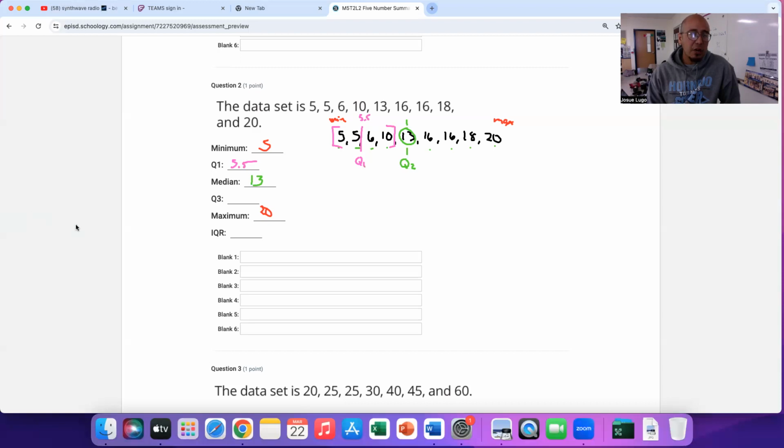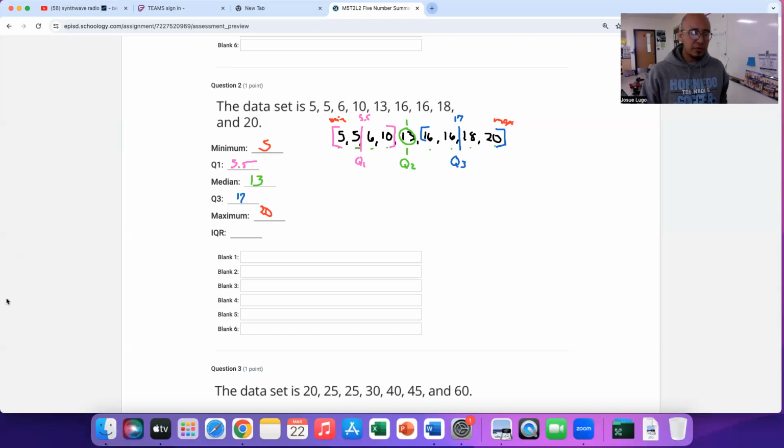Now looking at the upper half of the data, remember, that 13 is not part of the upper half. So it's going to be between 16 and 18. 16 plus 18 is going to be 34. 34 divided by 2 is 17. 17 is my Q3. That is my upper median. That is my upper quartile. So that is 17. And that's it, ladies and gentlemen.